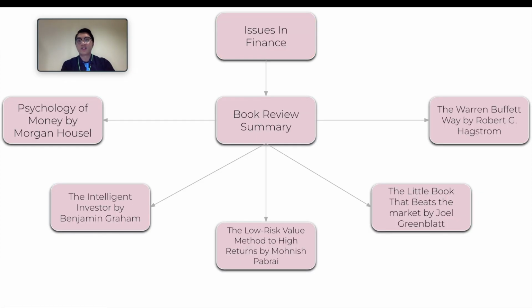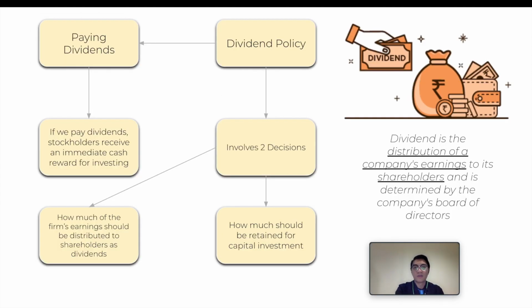In Issues in Finance material, we concern the book review summary from the first group to the last group that is already organized in this subject. The first group discussed The Psychology of Money by Morgan Housel. The second group discussed The Intelligent Investor by Benjamin Graham. The third group was about the low-risk value method to high returns by Mohnish Pabrai. The fourth group discussed The Little Book That Beats the Market by Joel Greenblatt. And last but not least, Group 5 discussed The Warren Buffett Way by Robert G. Hagstrom.